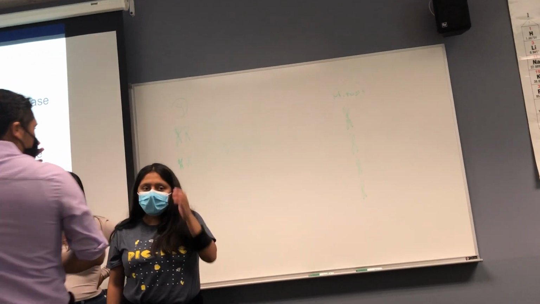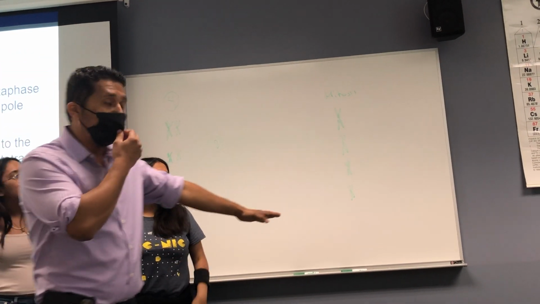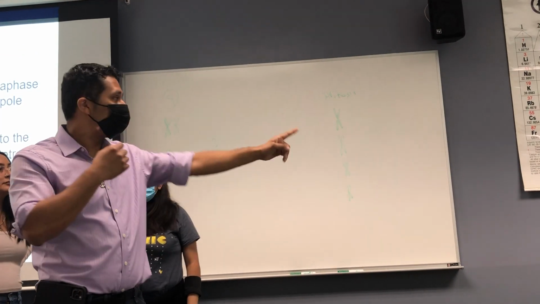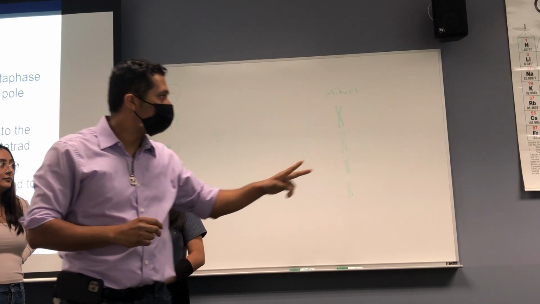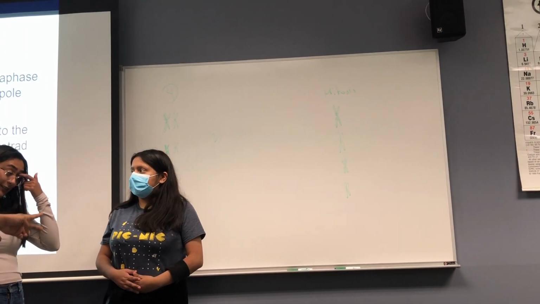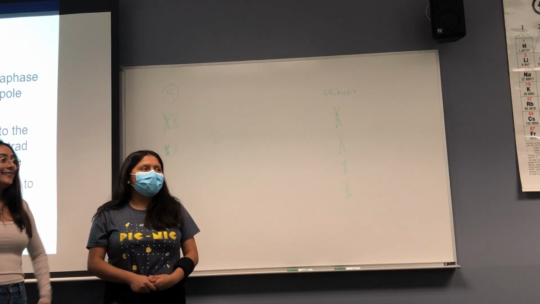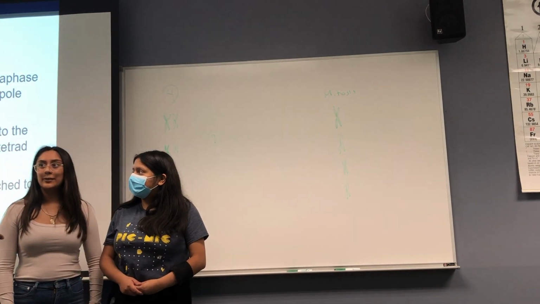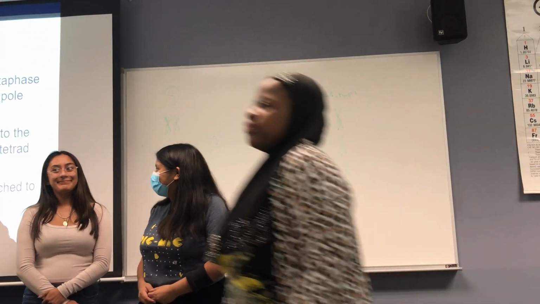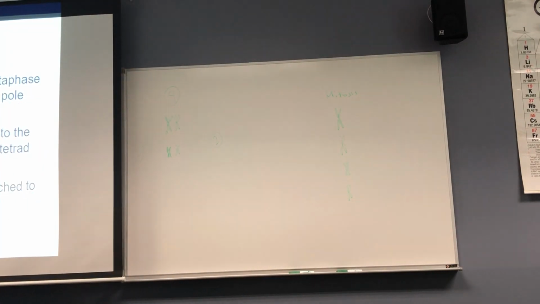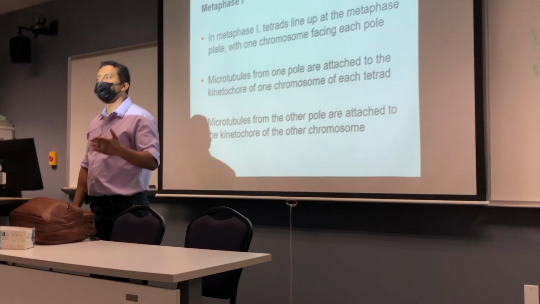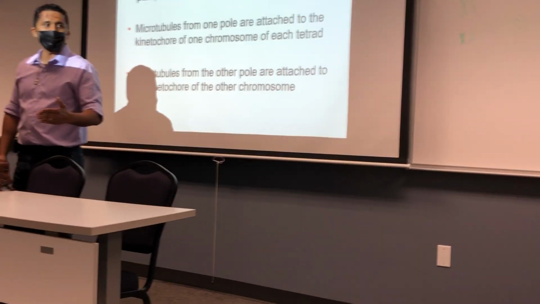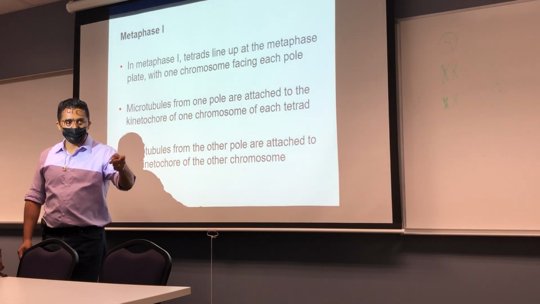We are not going to separate sister chromatids in anaphase 1, right? You will separate them in which one? Anaphase 2. Okay? In anaphase 2, you will separate. So in anaphase 1, what separates? Sister chromatids or homologous chromosomes? Homologous chromosomes separate in which one? Anaphase 1. That's right, correct.